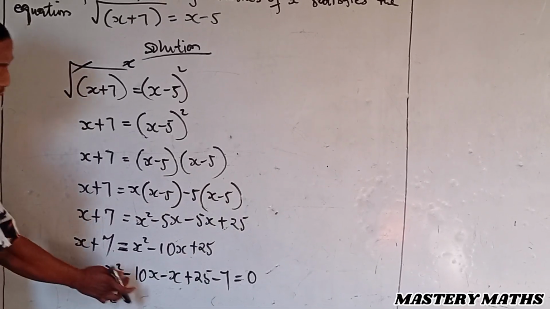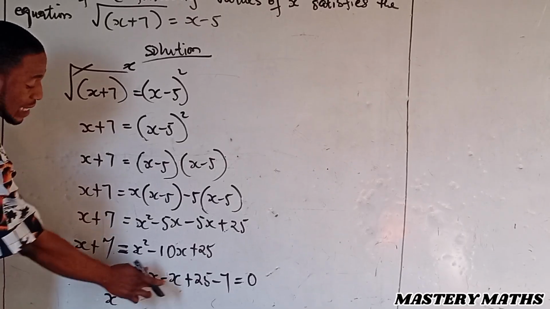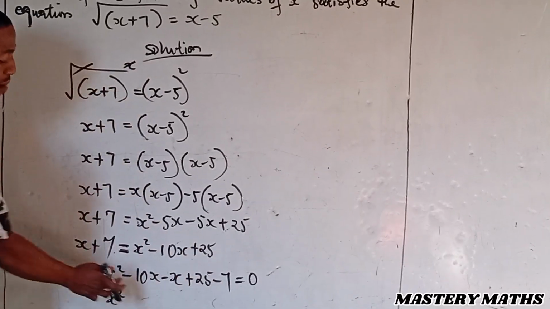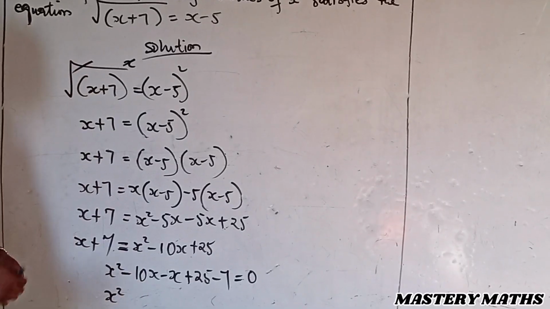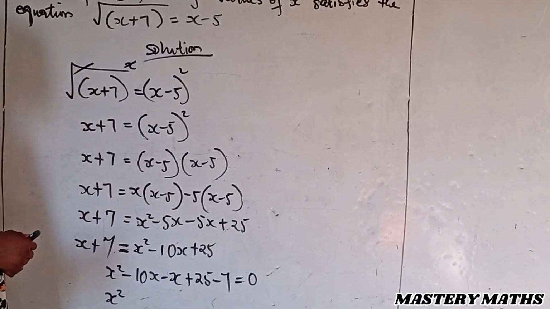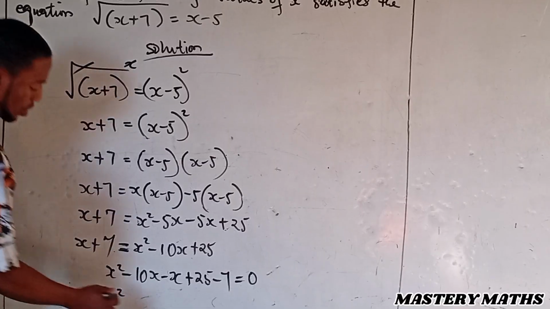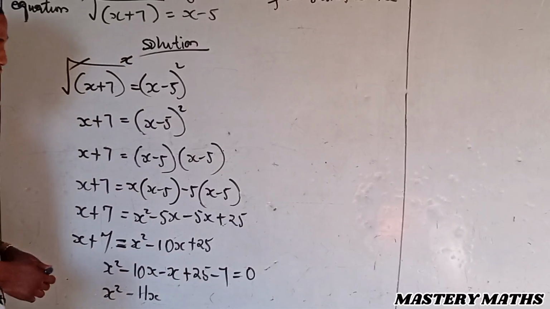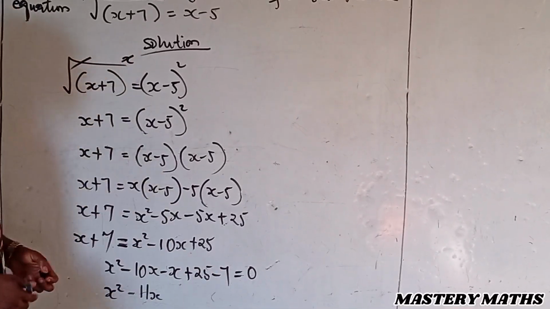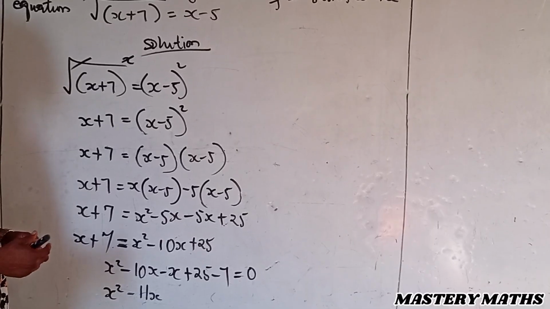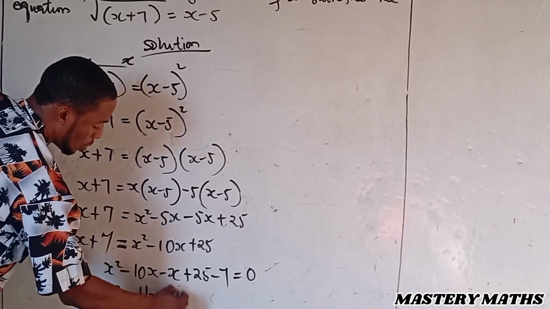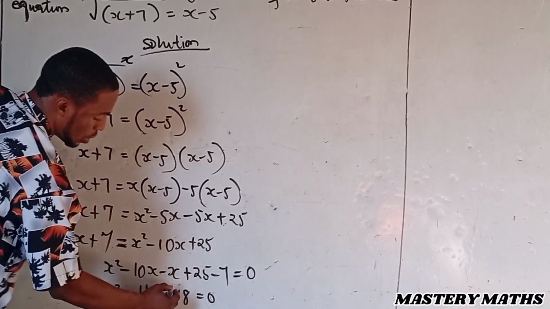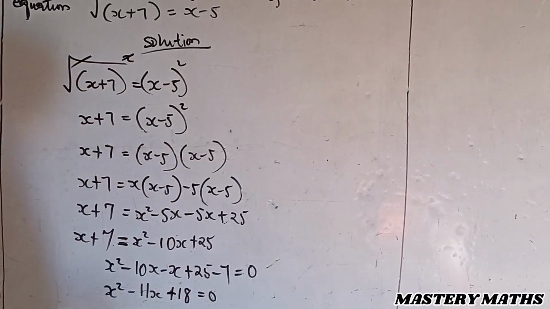So it becomes minus x minus 10x minus x, or you can say minus 10 minus 1, because the x represents 1, which gives us minus 11. So it is minus 11x. See it now? Now you have this plus 25 minus 7 will give us 18. So you have plus 18 equal to 0.